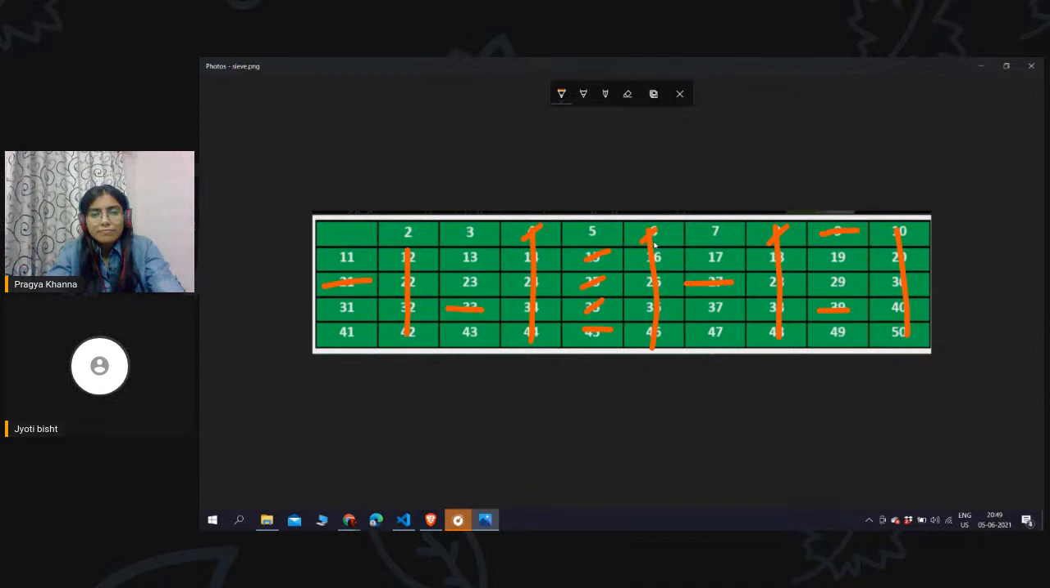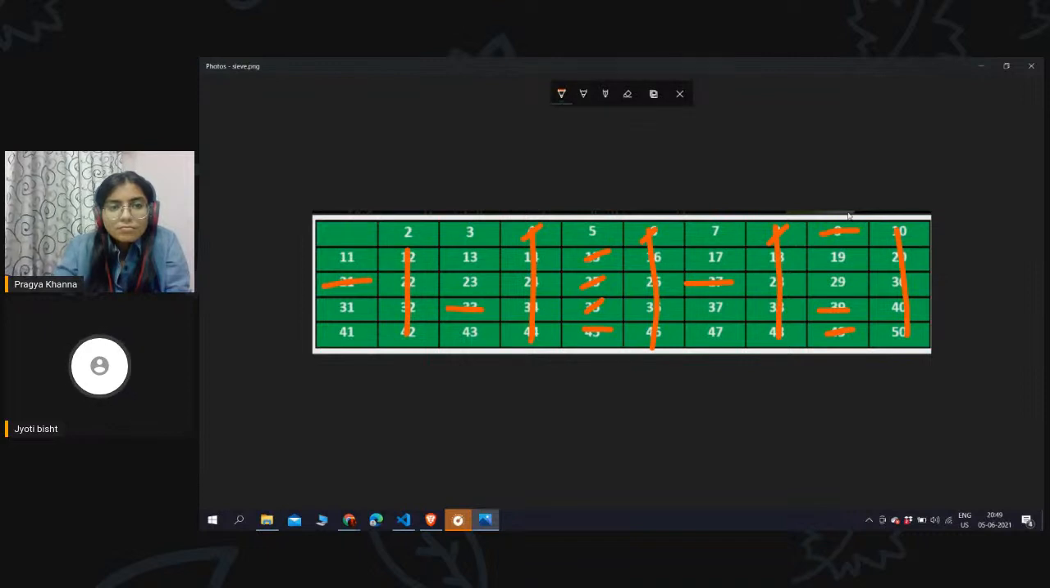Next I am coming to 6. 6 is already marked as orange, so I know it is not a prime number, so I'll just move forward. Next I mark 7. 7 is not marked, so it means it is a prime number, so I will mark all the multiples of 7 as not prime. 7 2s are 14. 14 is already marked. 7 3 is 21, it's already marked. 7 4 is 28. 28 is already marked, and 7 5 is 35, it's already marked, and 7 6 is 42, it's already marked, and 7 7 is 49 should be marked now.